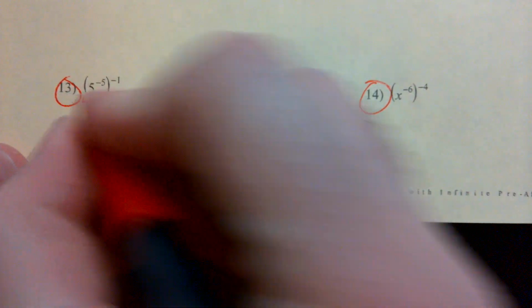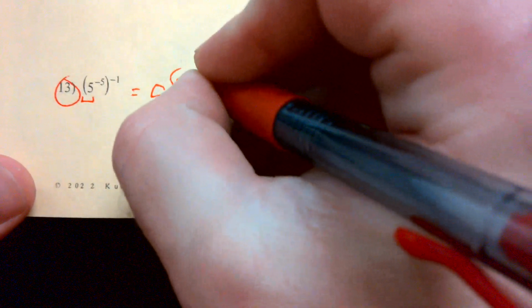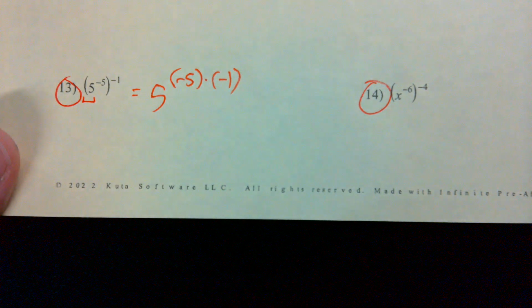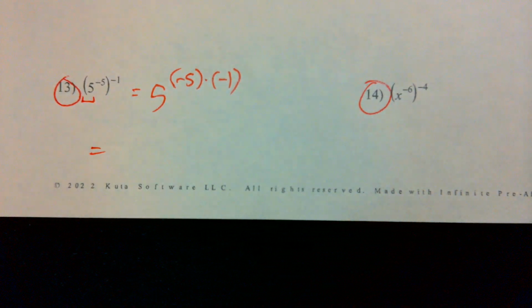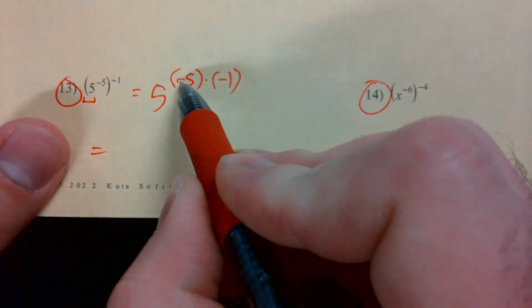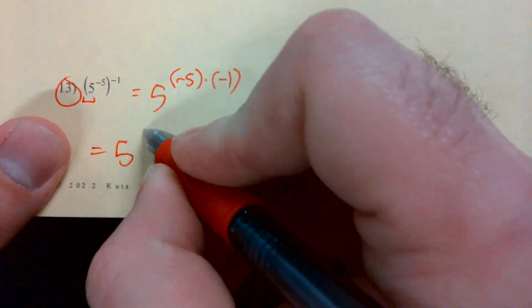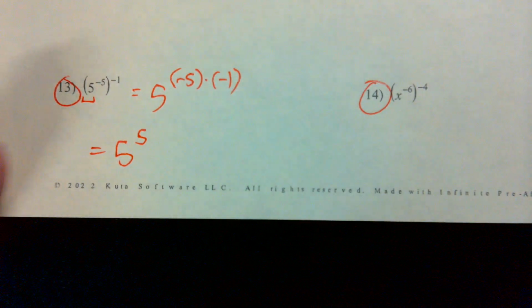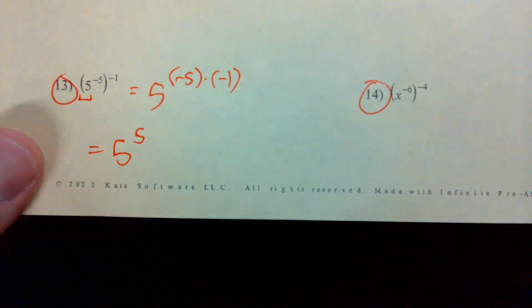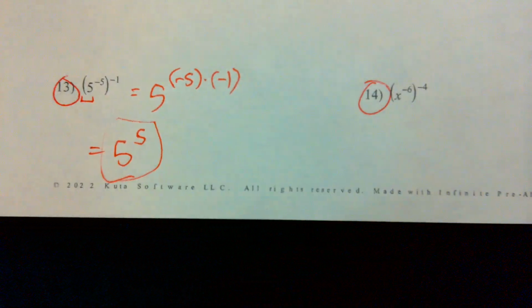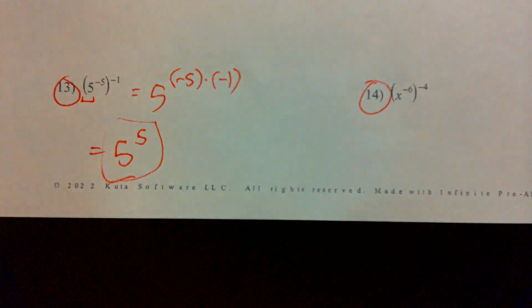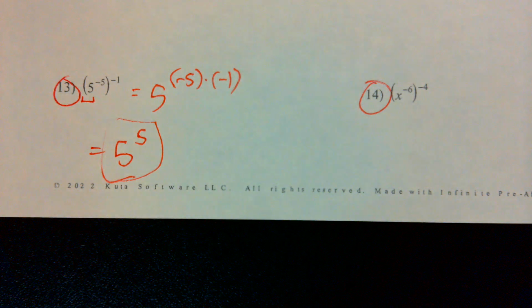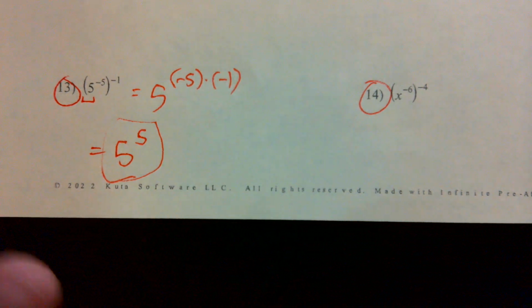13. Keep our base of 5 the same. Now, what is a negative times a negative always going to give us? A positive, that's right. Think about the old phrase, 2 wrongs make a right. 2 negatives make a positive 5. 5 times 1 is 5. Negative times a negative gives us a positive. 5 to the power of 5 is what we get.